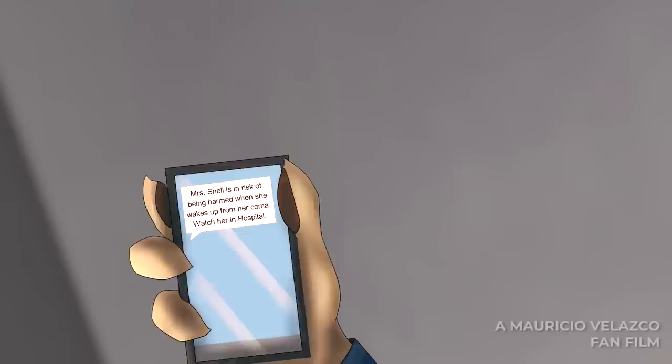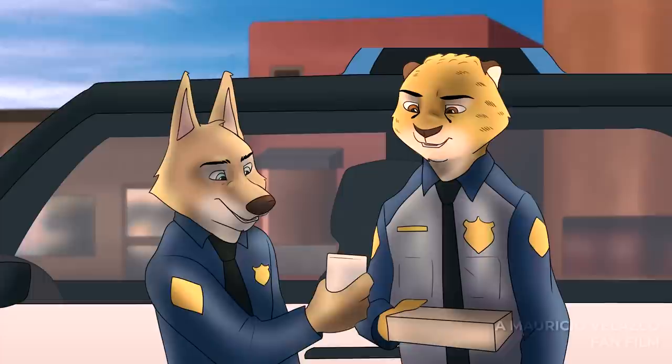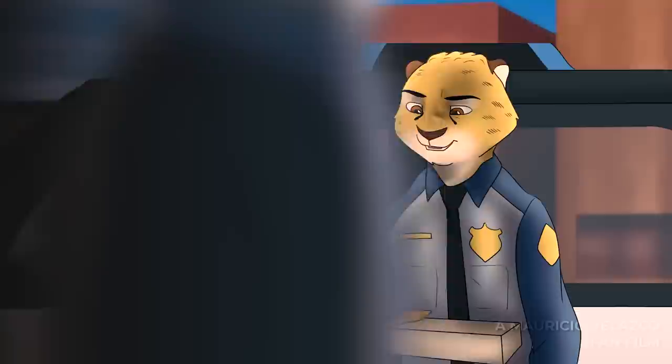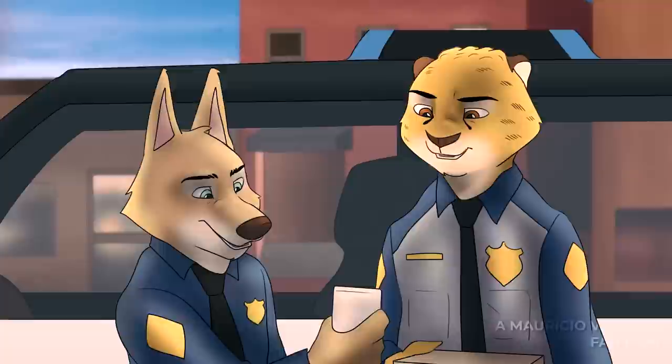It's about Mrs. Shelley, the armadillo that got hurt. I had to make sure in the plot that Mrs. Shell wouldn't obviously be killed, because it's not like Blanston is going to be there all the time. So I had to come up with an idea, and that was, I'm going to have these two take care of Mrs. Shell off screen.